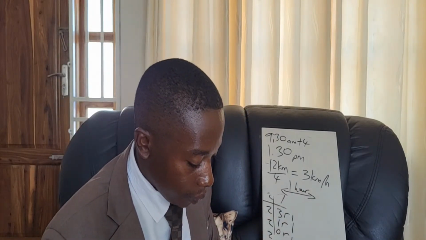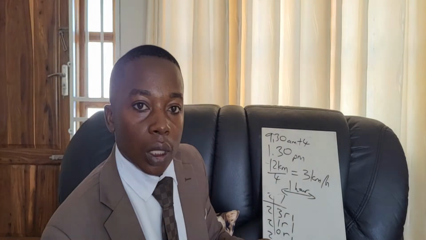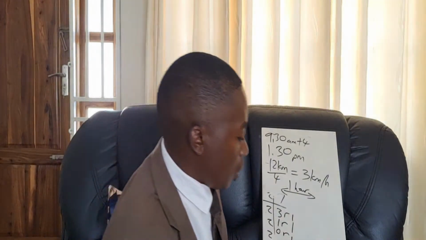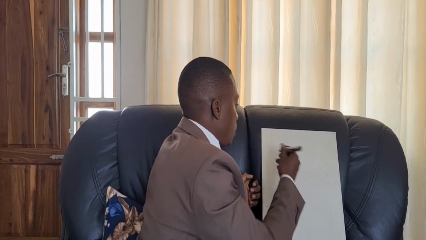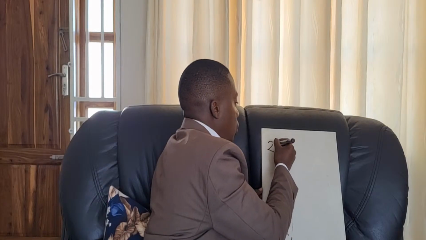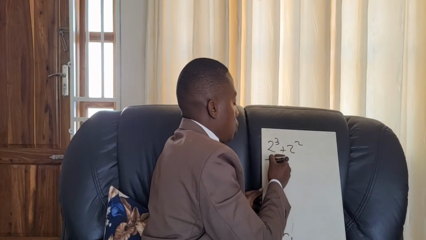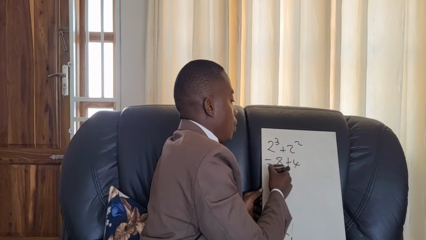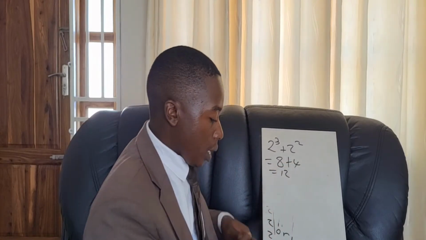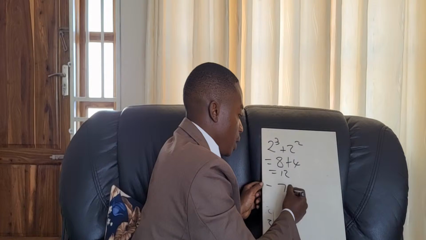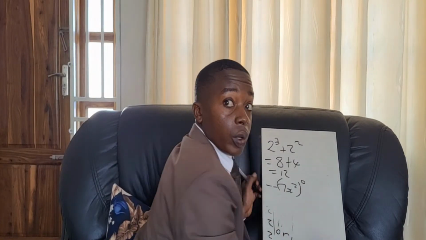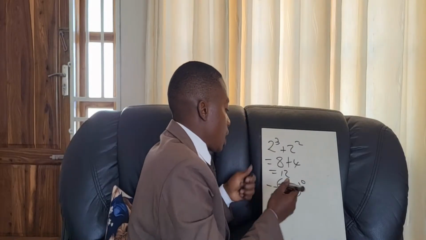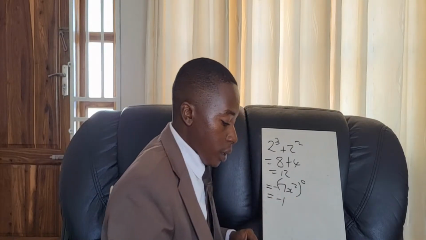Then number 21. 2 to the power 3 plus 2 to the power 2. This is the same as 8 plus 4. And then we have 4 to the power 0. Then next one, negative 7x squared to the power 0. Remember, a number to the power 0 is 1, but it is negative. The final answer is negative 1.